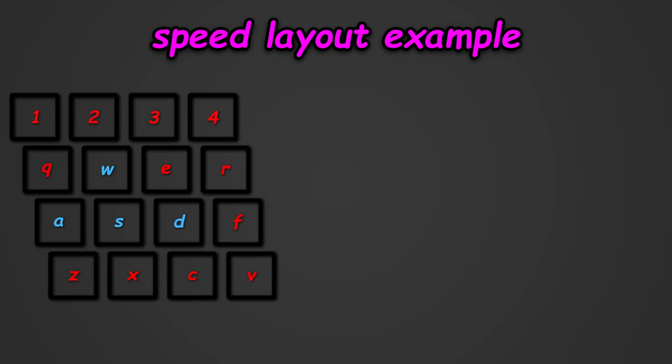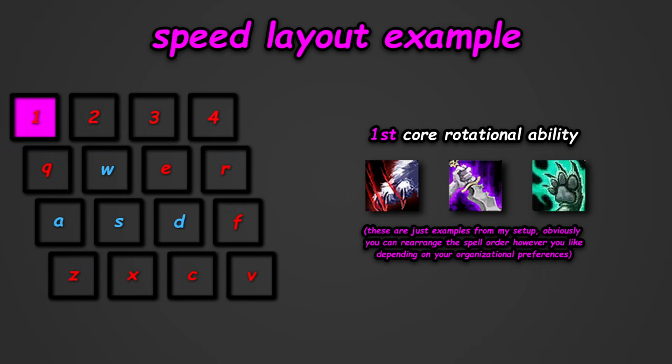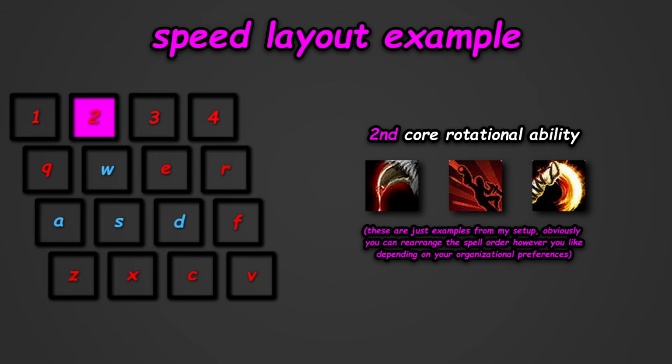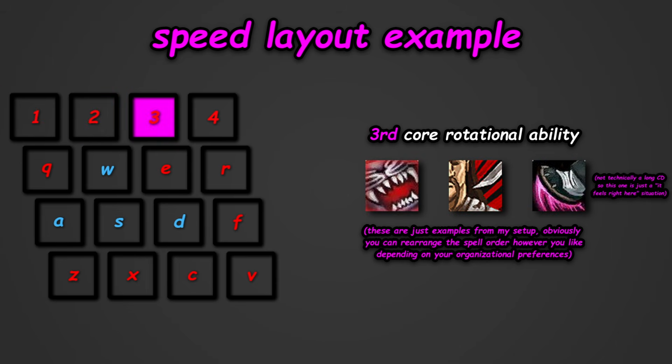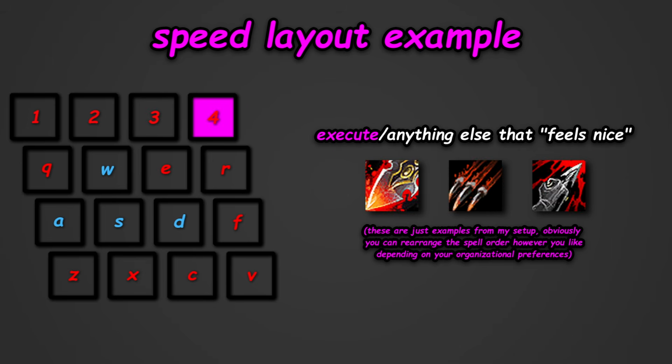And the general idea is that 1 is the most commonly pressed ability, usually a builder if the class follows the common builder-spender archetype, 2 is the second most common, 3 is usually a spender ability or something with a longer cooldown, and 4 is either an execute or anything else that's missing from the core of my rotation.